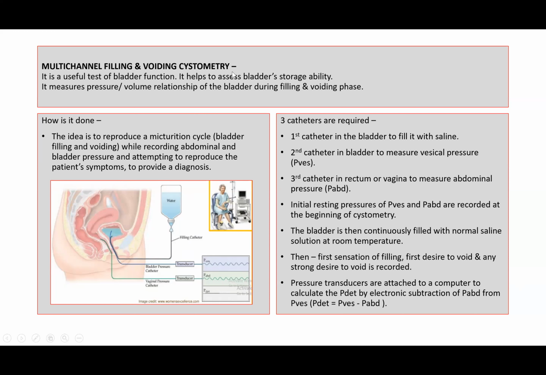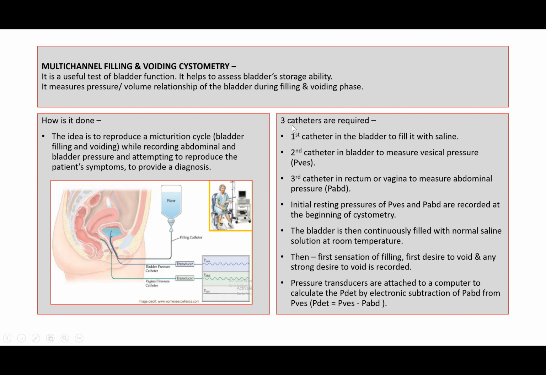Coming to cystometry, this is very important. This will assess the bladder function, and also the bladder's storage ability. It measures the pressure-volume relationship of the bladder during the filling and voiding phase. Now, what is the idea of this test? The idea is to reproduce a micturition cycle while recording abdominal and bladder pressure and attempting to reproduce the patient's symptoms to come to a diagnosis. This will help us know whether the patient has urodynamic stress incontinence or urge incontinence, or whether there is an overactive bladder.